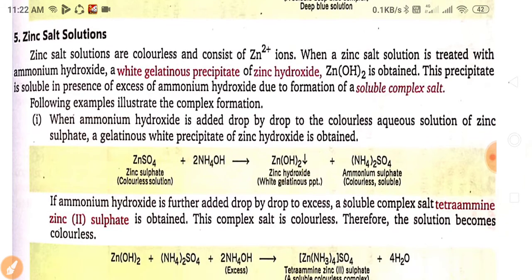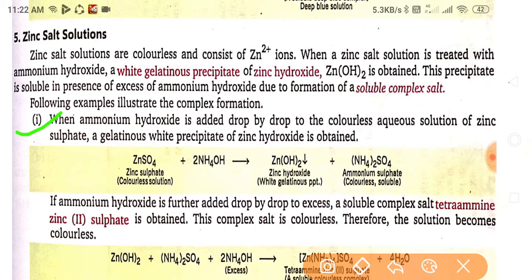Now we see the reaction of zinc salt solution. Zinc salt solutions are colorless and consist of zinc ions. When a zinc salt solution is treated with ammonium hydroxide, a white gelatinous precipitate of zinc hydroxide is obtained. White gelatinous substance or precipitate. This precipitate is soluble in presence of excess of ammonium hydroxide due to formation of a soluble complex salt. You have to remember whether the precipitate is soluble or insoluble whenever excess ammonium hydroxide is given. Following examples illustrate the complex formation.